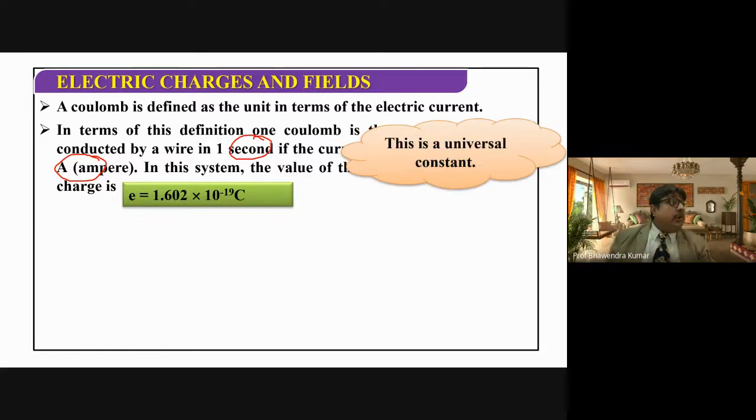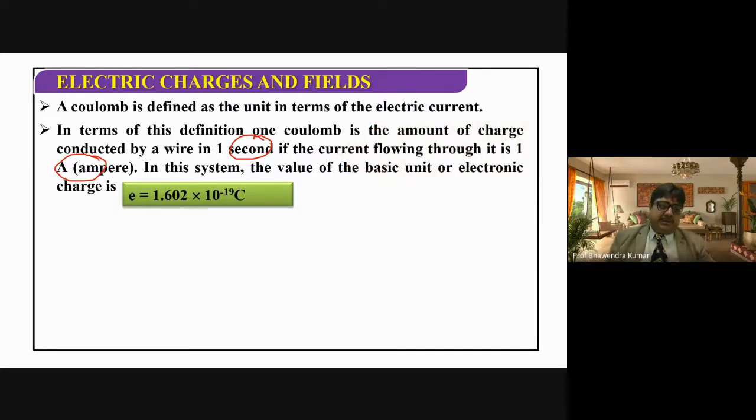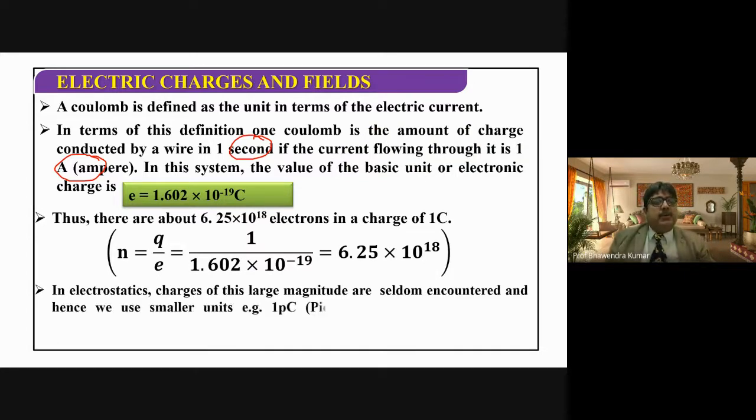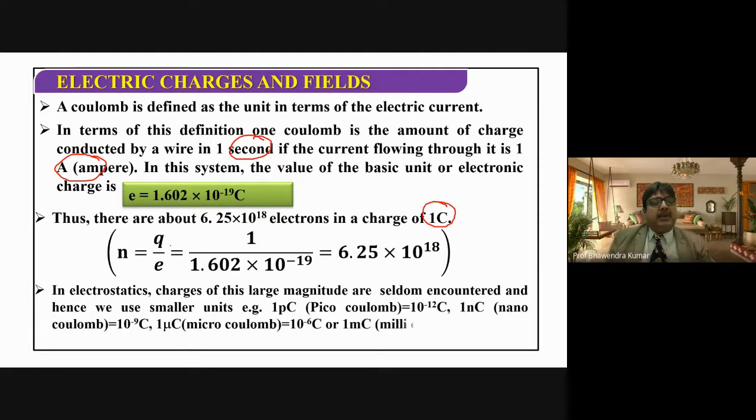Although it is not a universal constant, the universal constant is Faraday's constant, 96500 Coulomb per mole. That is the fundamental constant. But for our calculation purpose, it is considered to be a universal constant. And I hope you understand, according to quantization principle, Q is equal to N into E. So N will be Q divided by E. So in order to hold a 1 Coulomb of charge, how many electrons do we need? Approximately 6.28 into 10 raised to the power 18.